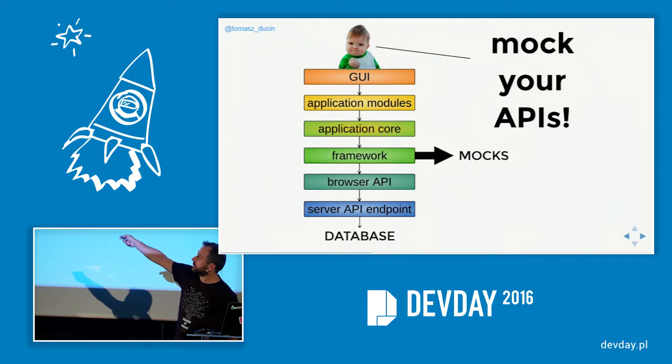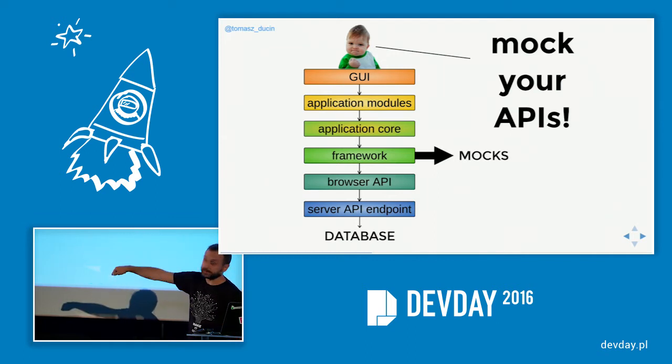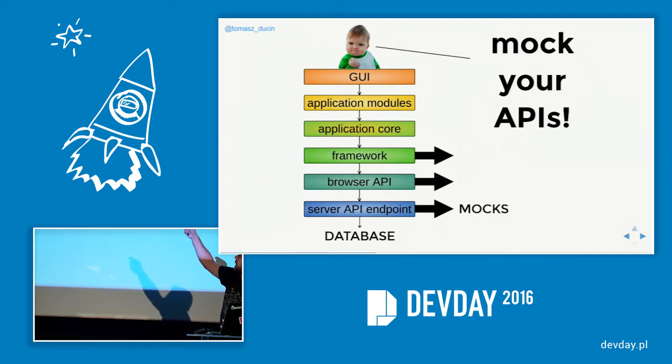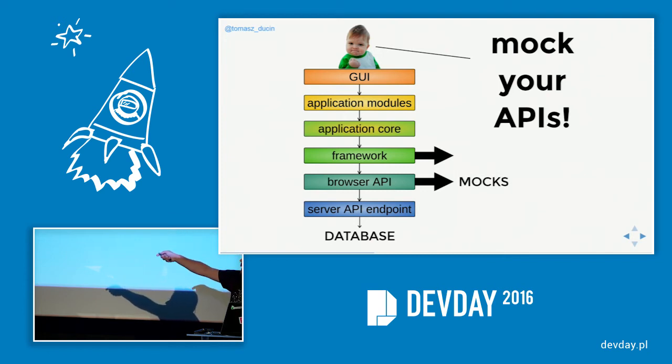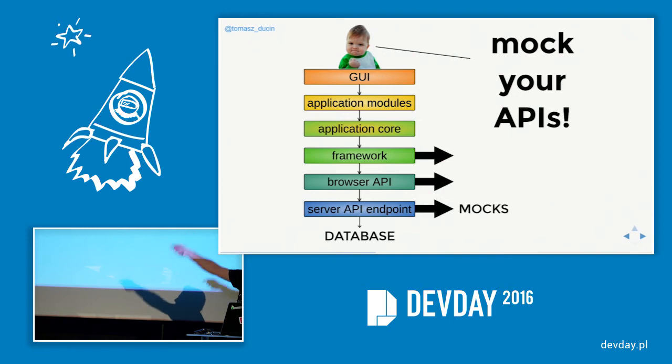So if this layer is mocked, then it just doesn't go down, right? And the same way for the browser API. So the request comes here, it goes through the framework, we mock on the built-in JavaScript layer, we go aside, we fetch the data, and we come back. And the same story with the server API endpoint.